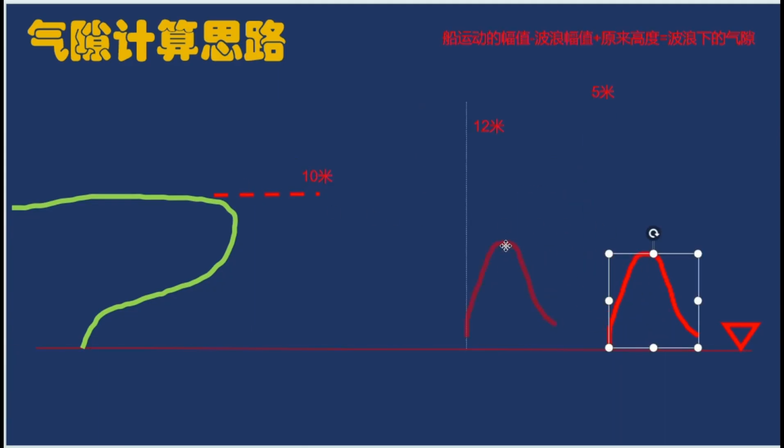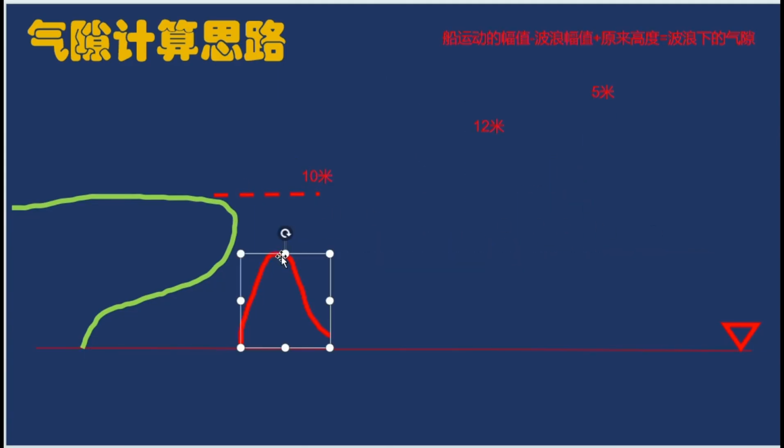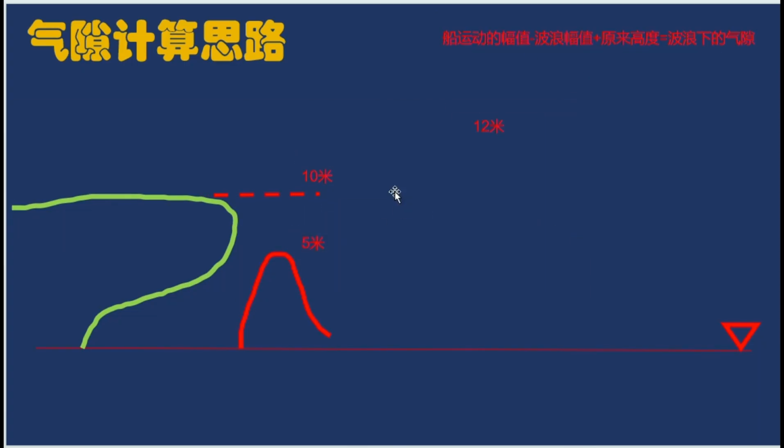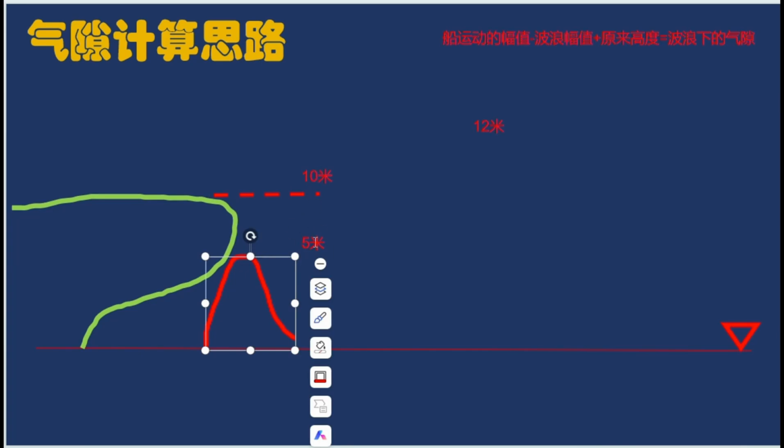Now, a wave comes in. Let's say the height of this wave is 5 meters. After this 5-meter wave hits, the distance from this line to the top of the wave is 10 minus 5, which is 5 meters, right?